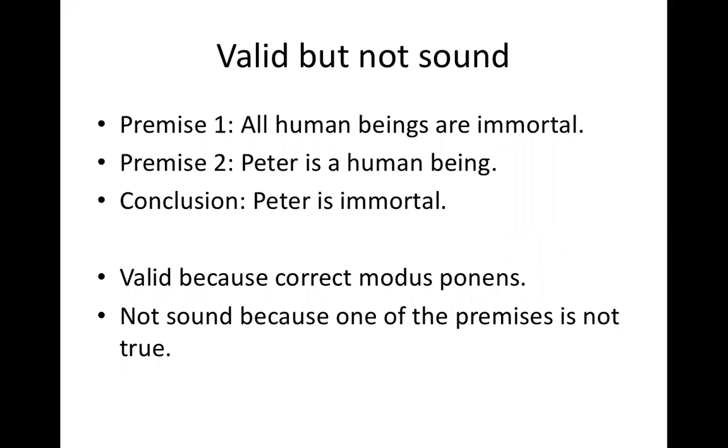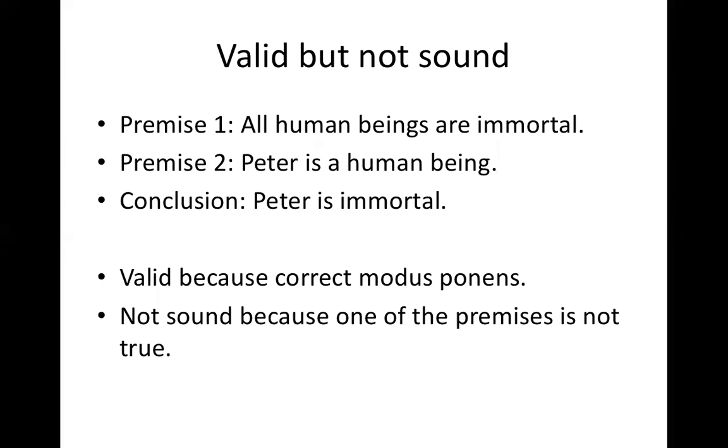Now, this argument is valid because it affirms the antecedent. All human beings are immortal. Peter is a human being, therefore Peter is immortal. It's a valid modus ponens. But is it a true argument? It is not true because one of the premises contains incorrect information. All human beings are immortal is incorrect. And that affected the conclusion, Peter is immortal. So this is a valid argument, but it is not a true argument.